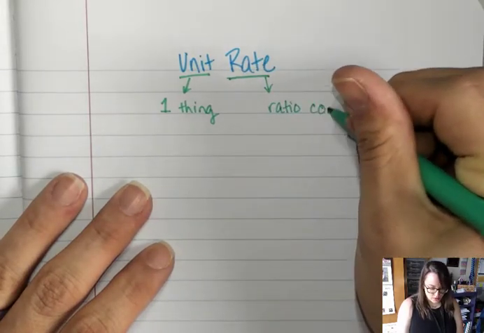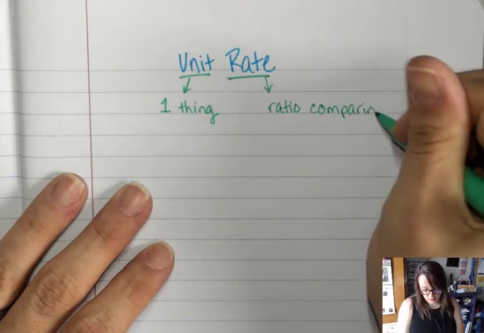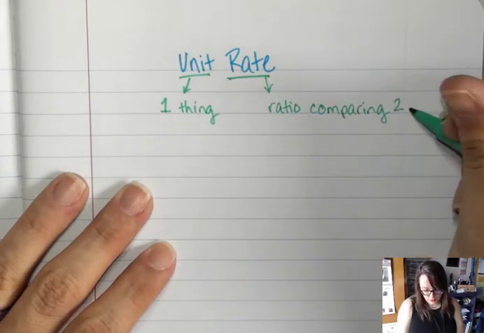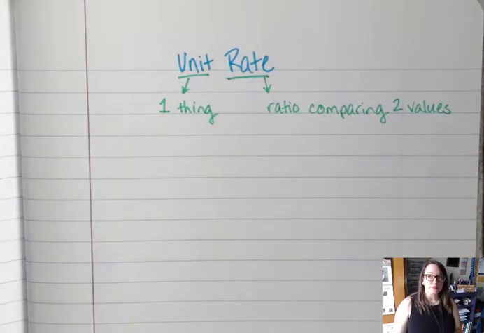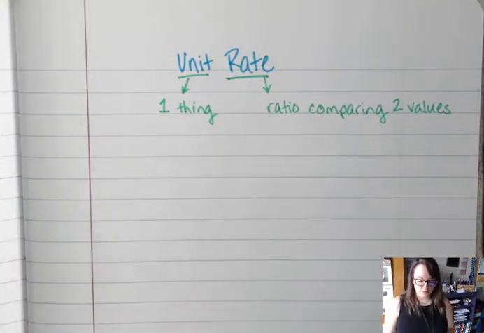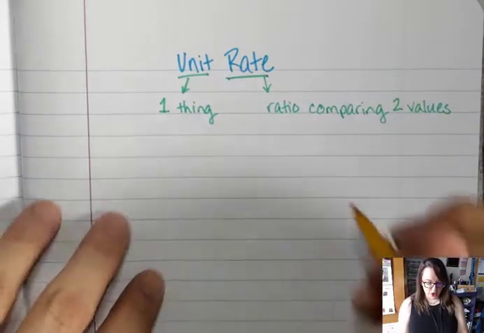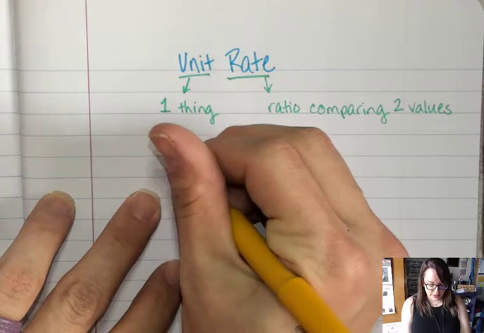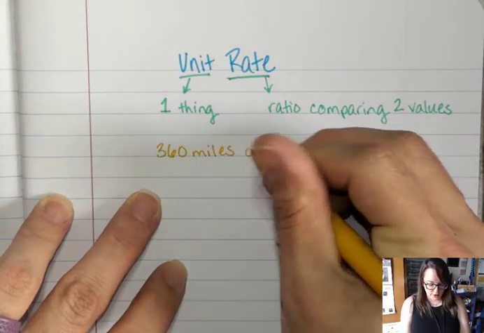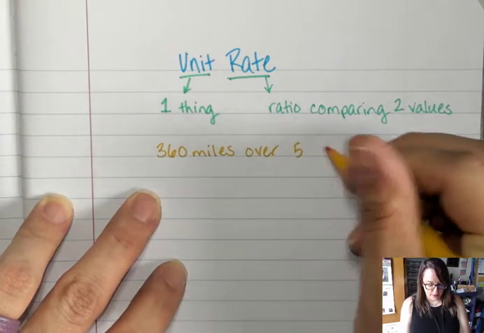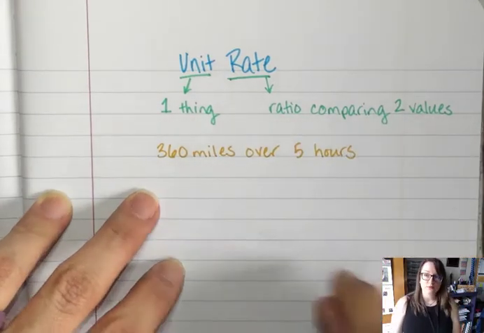Ratio, comparing two values. Examples are like, a ratio would be that I drove 360 miles over 5 hours. This is a rate.